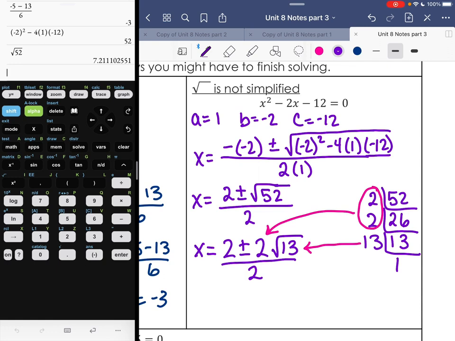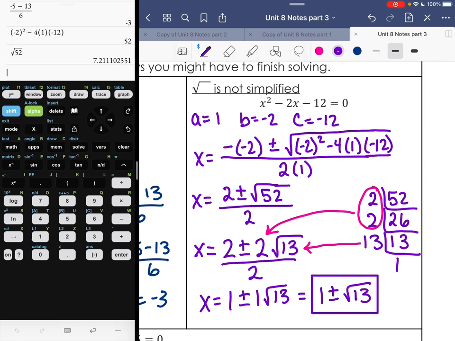Now, because we have a 2 in front of the plus minus and a 2 in front of the square root, then we can simplify that with the 2 on the bottom. Think about it like we can simplify this fraction and this fraction. So 2 divided by 2 is 1. So you're going to have x equals 1 plus or minus, and then 2 divided by 2 is 1 square root of 13. And then 1 times the square root of 13 is just the square root of 13. So our final answer here is going to be 1 plus or minus the square root of 13.